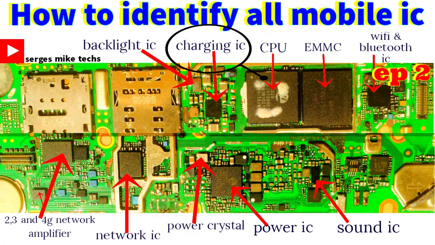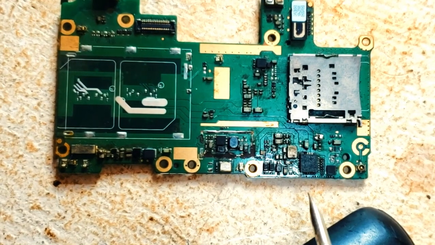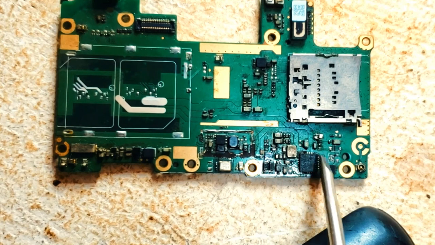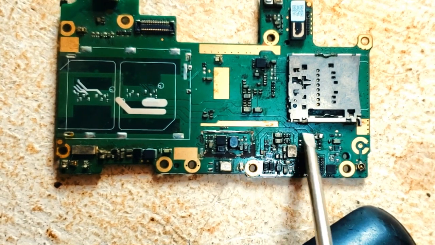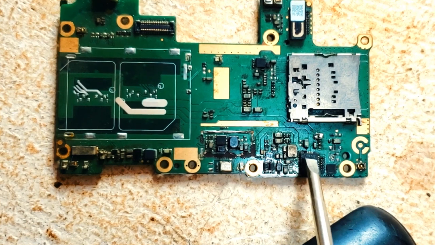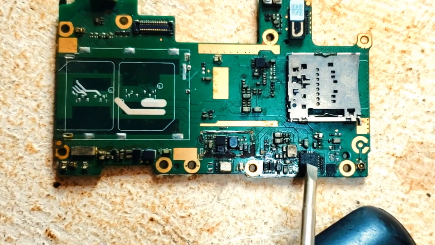Charging IC. Charging IC. This IC is found in the power section of a mobile phone. It receives electrical charge from the phone charger to charge the phone battery, which is passed on to the power IC after passing through the power and Zener diodes, resistors and capacitors for further distribution to other parts in specific values.